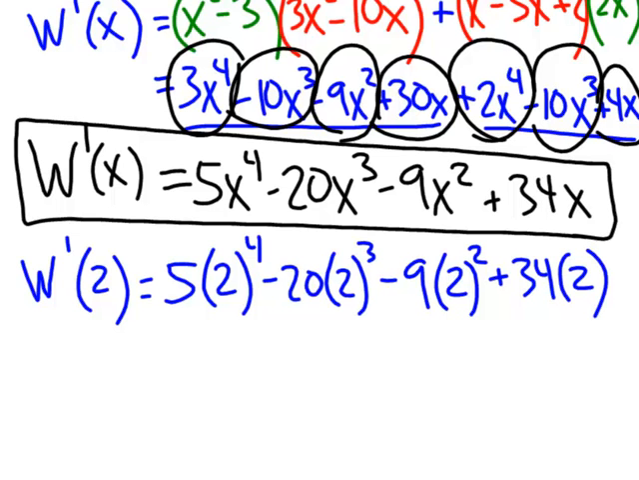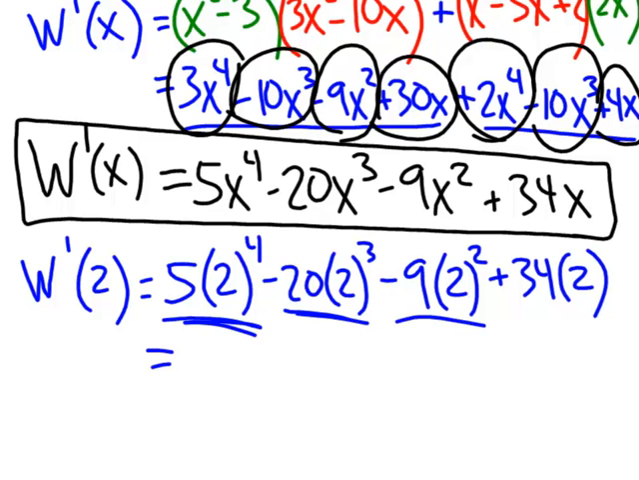I'm going to check this on a calculator in a moment, so I'd say let's use this as an opportunity to practice our mental math. And I suggest you do the same. 5 times 2 to the 4th, that's 5 times 16, that's 80. Minus 20 times 2 cubed. 20 times 8 is 160. So I've got 80 minus 160. That's negative 80 so far.